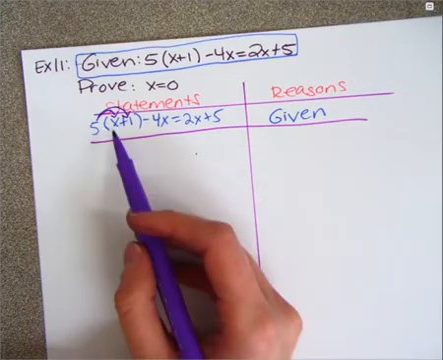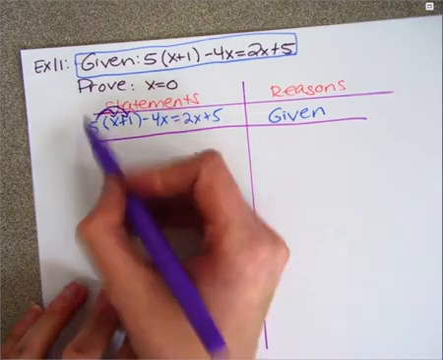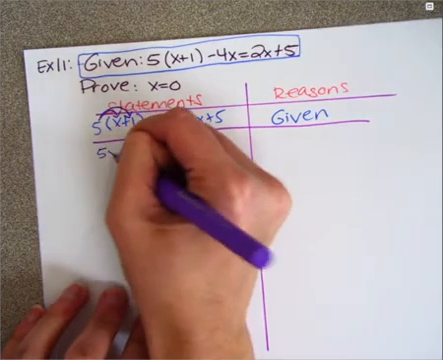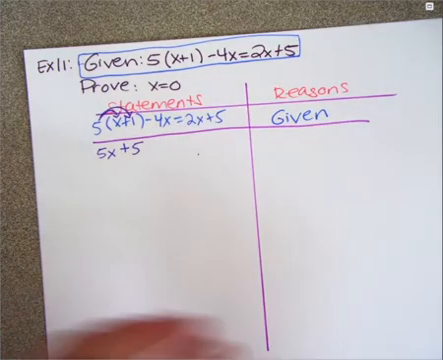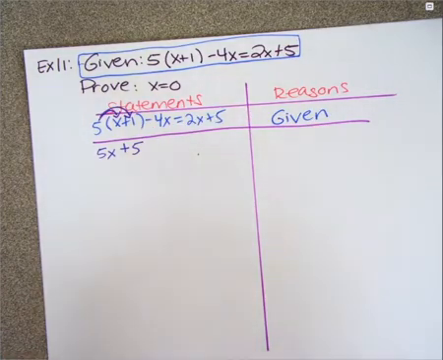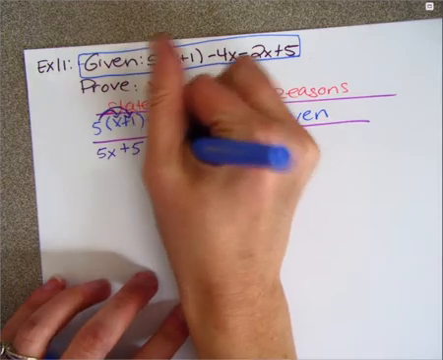So I'm going to distribute 5 to each term. So 5 times x will give me 5x, and 5 times 1 will give me a positive 5. And then I'm just going to bring everything else on down.